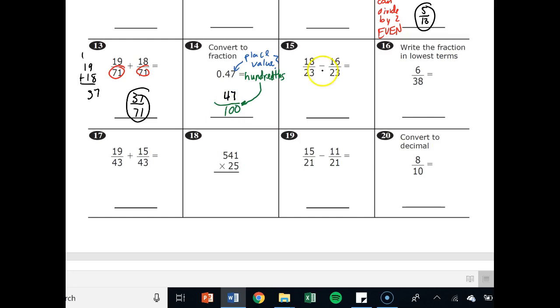15 is like 13, but it's a subtraction problem. 16 is like the one above, so I'm going to let you do that. 17 is like 13. 18, don't forget to lay your egg when you do your multiplication, right?